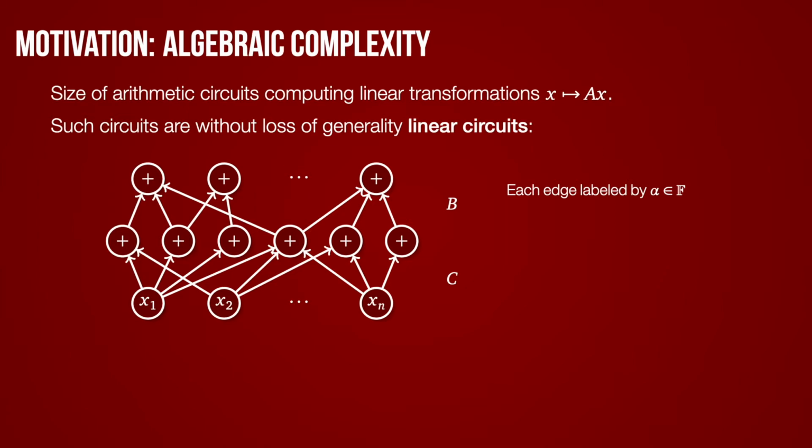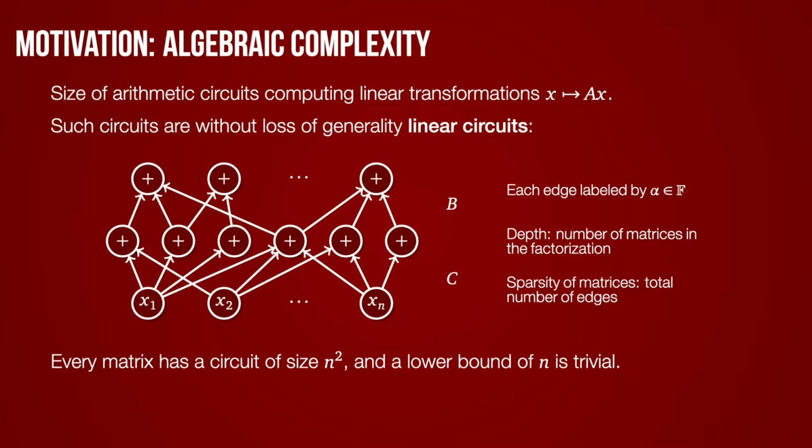The connection to what we saw earlier is that the depth of the circuit corresponds to the number of matrices in the factorization, and the sparsity of the matrices corresponds to the number of edges in the circuit. This is in fact a direct correspondence, so saying that a matrix can be factored into a product of two sparse matrices is exactly like saying it has a small depth 2 linear circuit, and this is also true for any constant depth d.